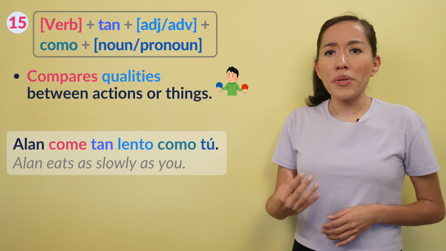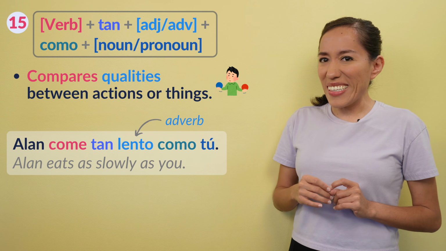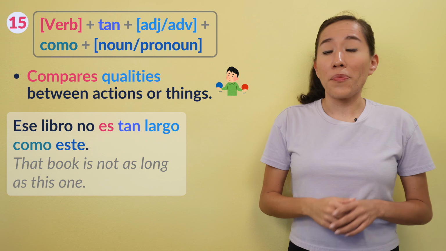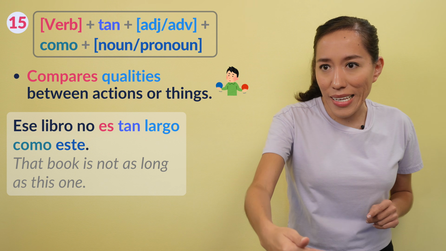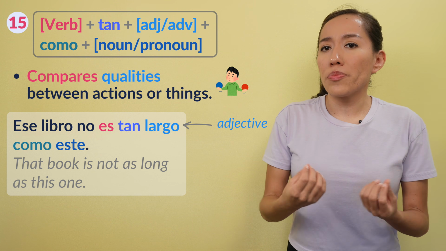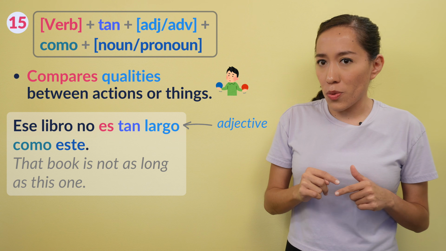Over here, we're comparing how you guys eat. Lento. Él come tan lento como tú. Now check another example. Ese libro no es tan largo como este. Over here, I'm using an adjective to compare the qualities between these books.